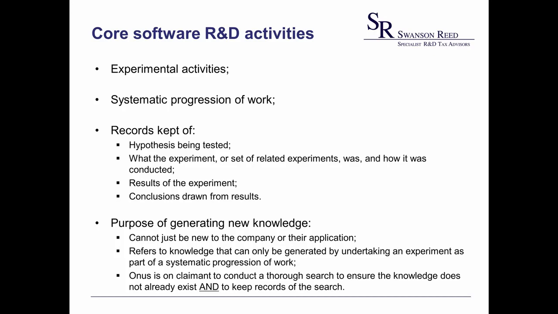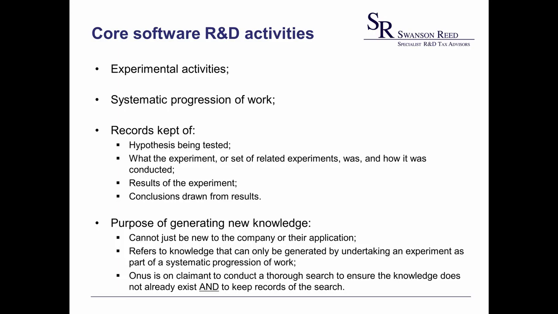The activities must be conducted for the purpose of generating new knowledge. Take care to ensure that the knowledge to be generated from the experiment is new and was not already available on a worldwide basis at the time the activities were conducted. Knowledge sought from an experiment cannot just be new to a particular context or to the company. The knowledge to be sought must be that which can only be generated by undertaking an experiment as part of a systematic progression of work. If a company can access the knowledge without needing to undertake a systematic progression of work, then it will not be considered new knowledge for R&D eligibility purposes.